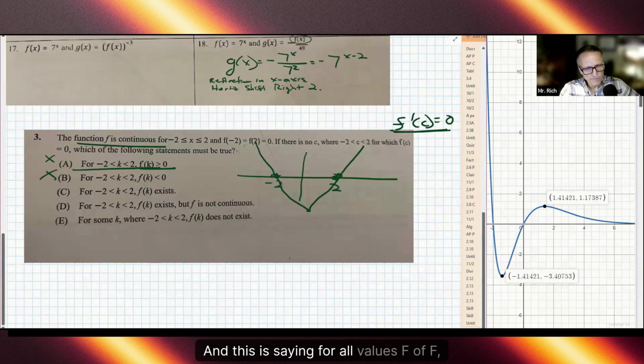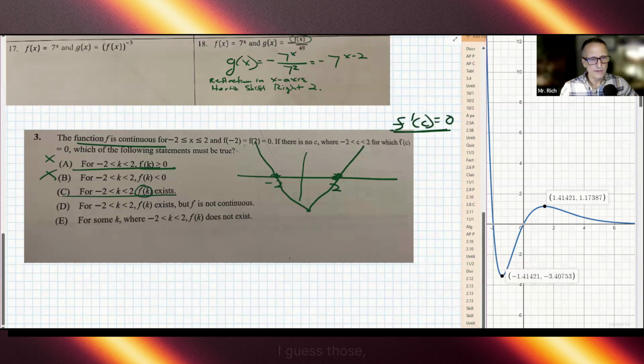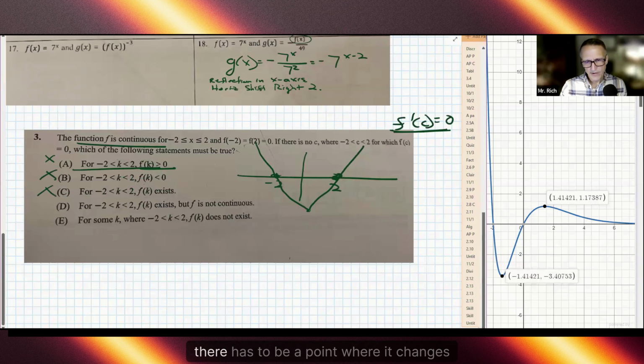And this is saying for all values f of f, those are primes, I guess. You can hardly tell the prime there. Are those primes there, Taylor? I'm assuming these are all f primes of k. I don't think this is true either, because I think there has to be a point where it changes directions, but the derivative doesn't exist there. So I would say that's false.